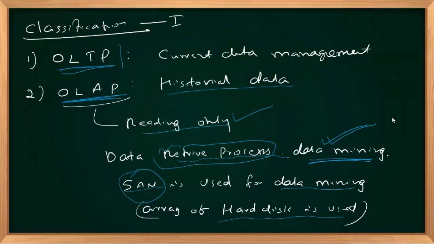Data mining means retrieving or getting information about a particular student or a particular area from a historical perspective. So these are the classification: online transaction processing system, and second one is online analytical processing system. Okay. Second classification.